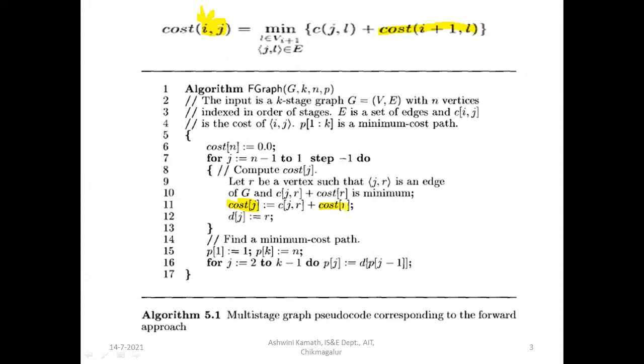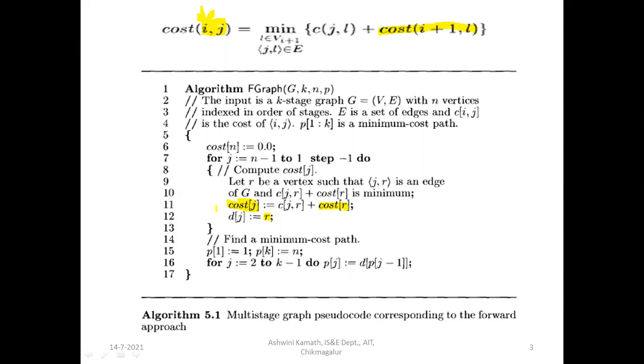Then d of j is equal to r. So here we are storing from which vertex we have got the minimum cost path. I told you while solving the problem, I have marked it, right? I have underlined the one value from which we are getting the minimum cost, right? So I was underlining that vertex.